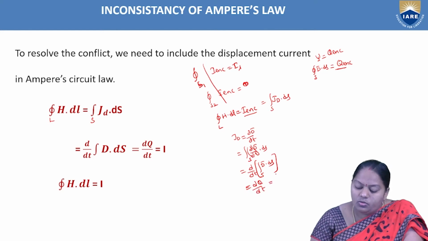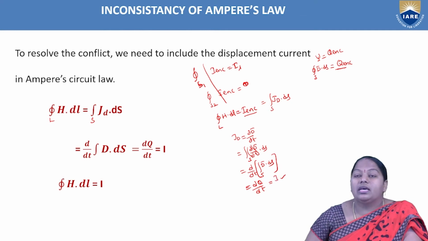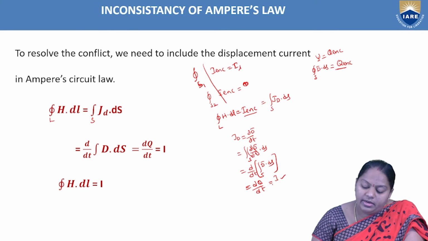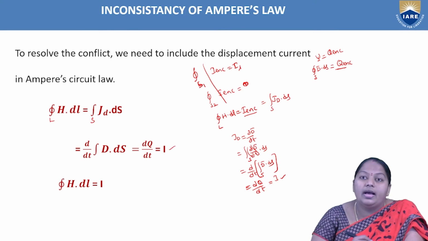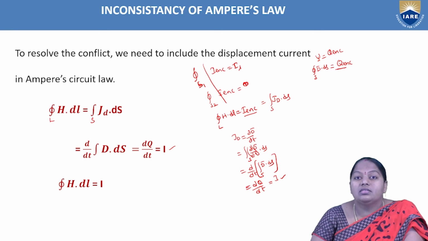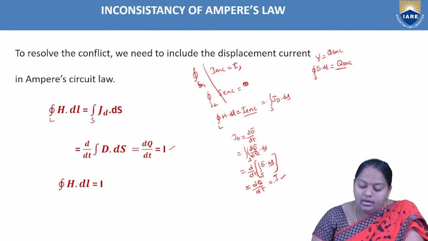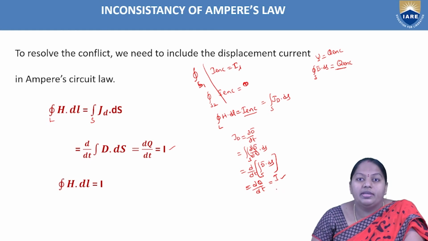So what is this dq by dt? It is the rate of change of charge, which we have considered in the fundamental definition of current I. Hence dq by dt is replaced by I. According to the fundamental definition of current, it is given by the rate of change of charge, or charge per unit time, that is I equal to dq by dt.